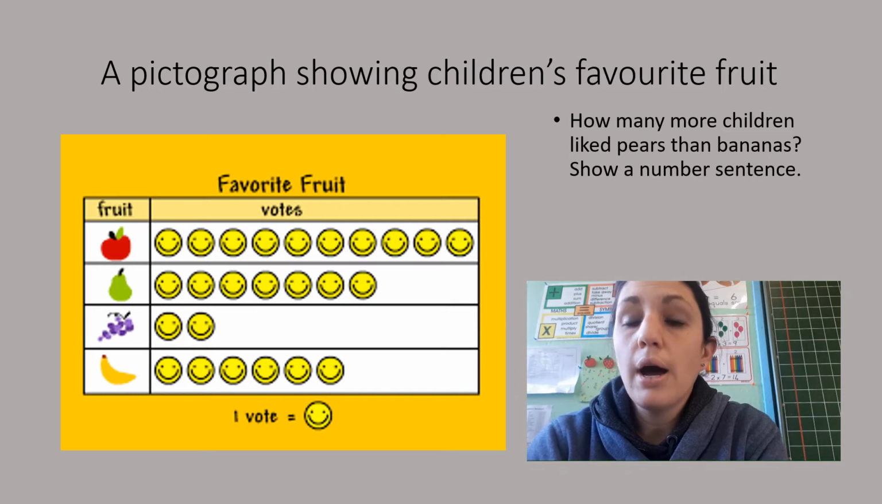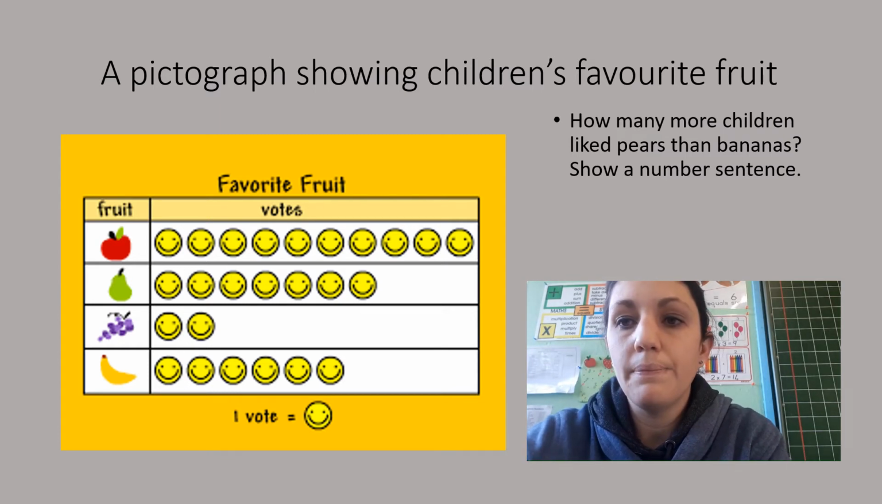And they want to know how many more children liked pears. So you're going to work out your number sentence, and you need to be able to give me an answer of how many more children liked pears than bananas. So I hope that your number sentence looked the same as mine there, that 7 minus 6 equals 1.